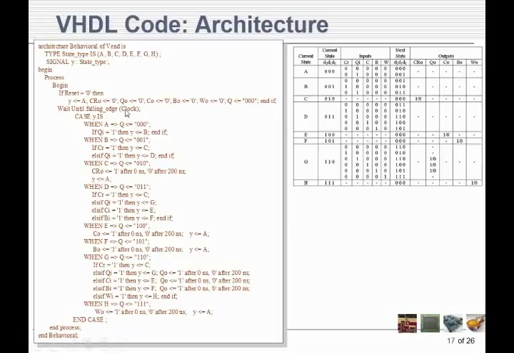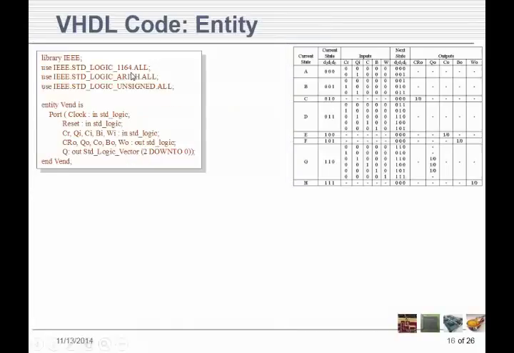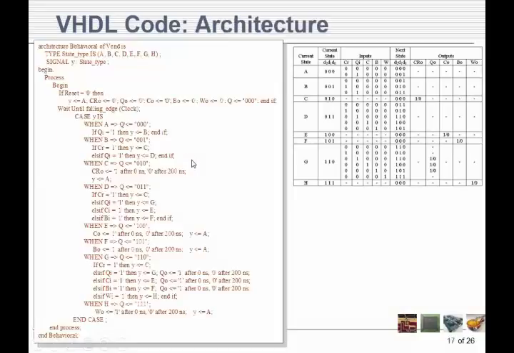Now, this may not work. I think it did work for me, but this was an earlier version of Xilinx. Here, you might have to have a signal QX of type std_logic_vector 2 down to 0, and then put Q assigned QX down here. You may have to do that.